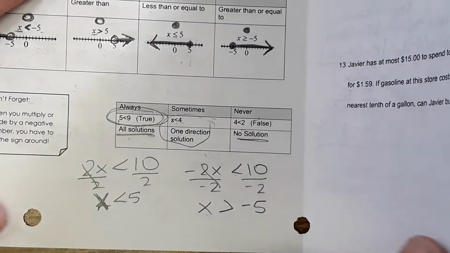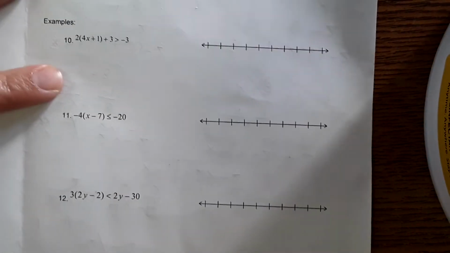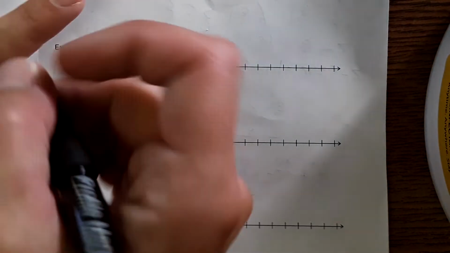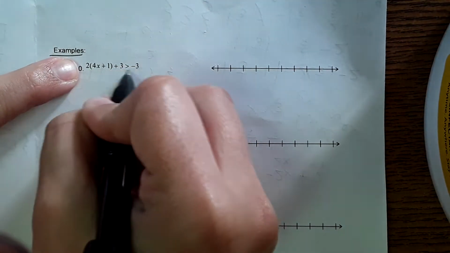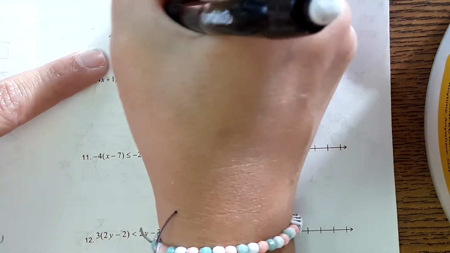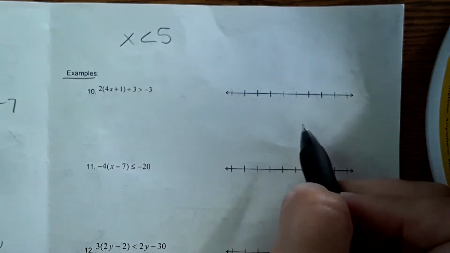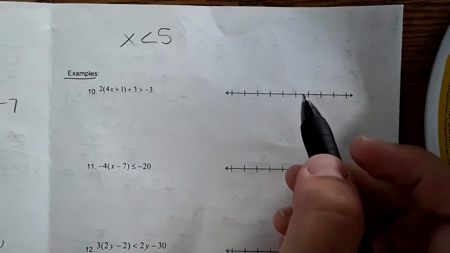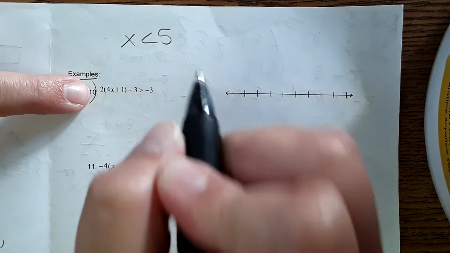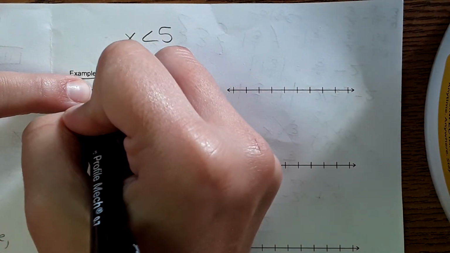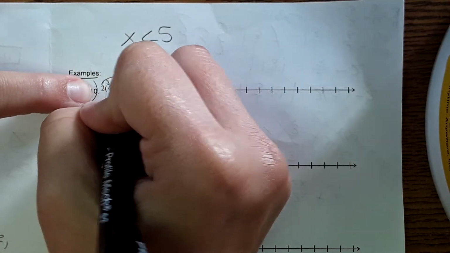And on to the next page. Now we're going to do some examples. Okay, so for these examples, all we're going to do is solve the inequality, and once we get a statement that says like x is less than 5 or something simple like this, then we graph it. That's all we're doing. So right here, we solve this just like we would solve an equation. So I'm going to distribute the 2.